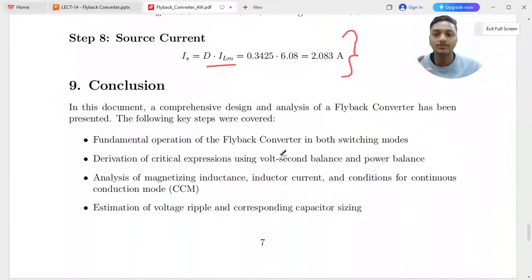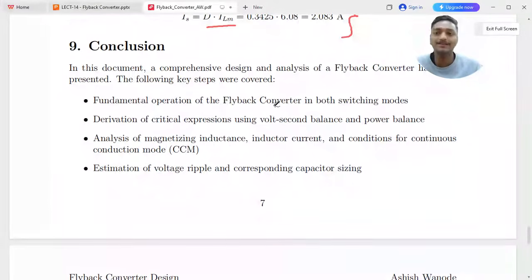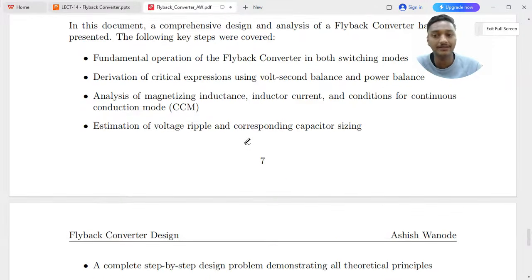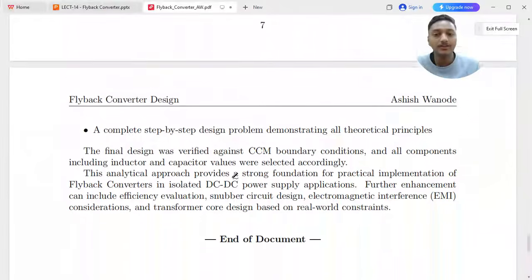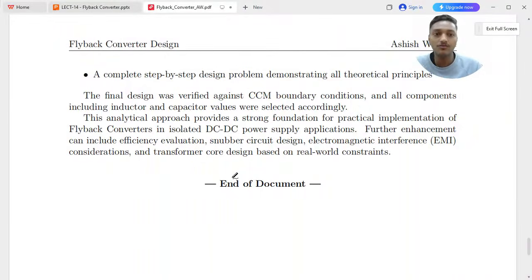From this document, what we have learned is the fundamental operating principle of the flyback converter, how to derive the different parameters, and how to analyze the circuit in CCM and DCM. All the things we have learned. Now we will switch to our Matlab window and simulate the flyback converter. We will discuss the different things we need to consider while simulating.